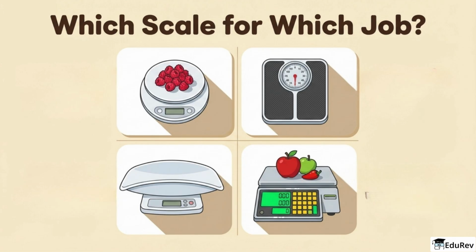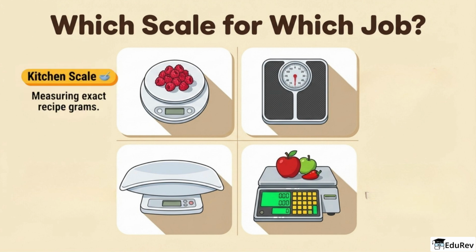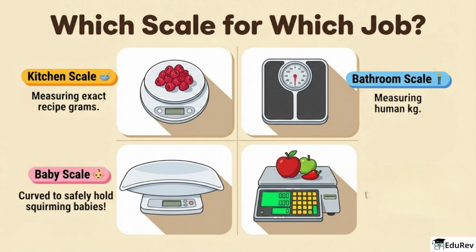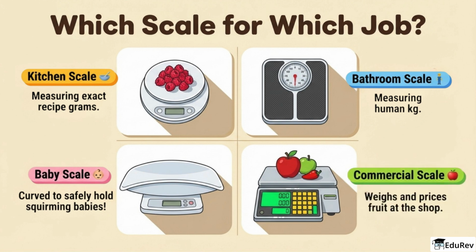Different types of scales are used for different purposes. A kitchen scale is used for small measurements in grams. A bathroom scale is used to measure body weight in kilograms. A baby scale is specially designed to safely hold babies. A shop scale is used to weigh fruits and vegetables. Choosing the right tool is part of understanding measurement.